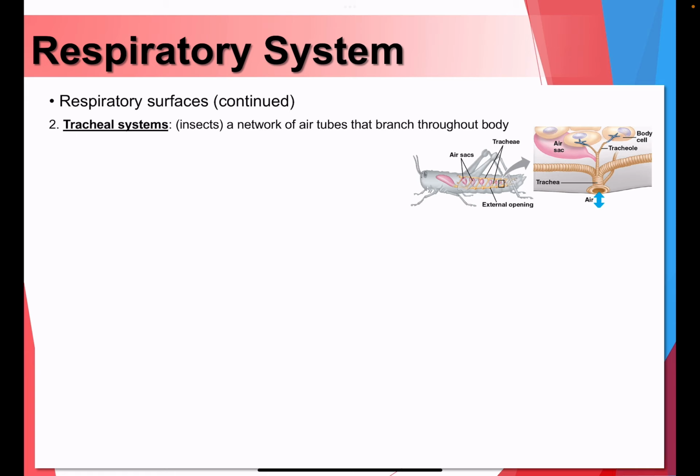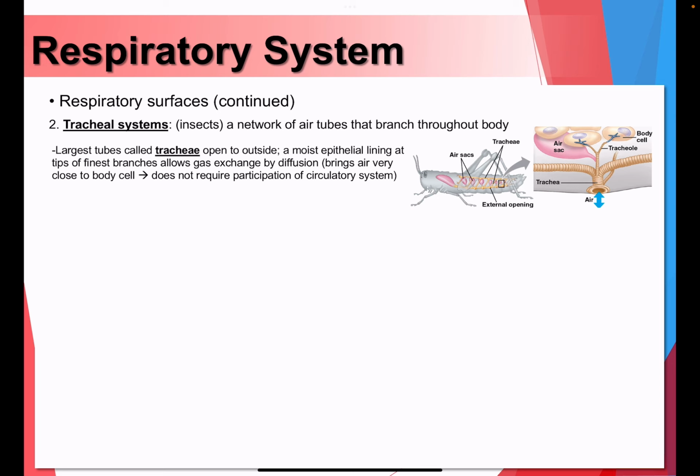So there you go. The second type of respiratory surface is found in insects and is called the tracheal system. It is really a network of air tubes that branch throughout the body. There's a main air tube, and then there are air tubes coming out of the main air tubes, and then they end in what's called air sacs.